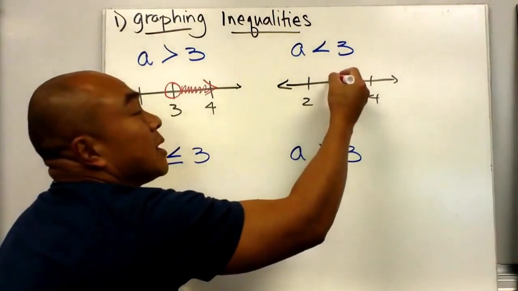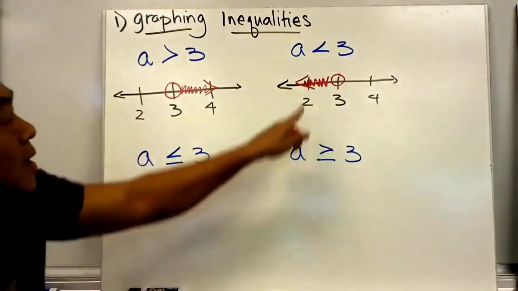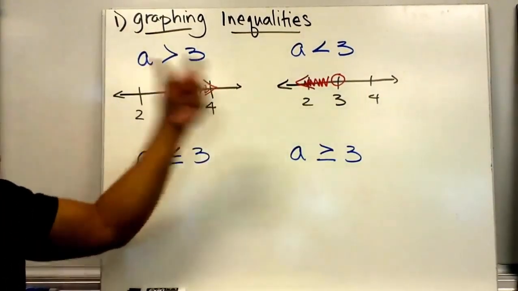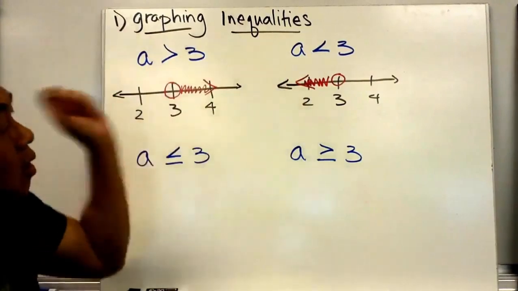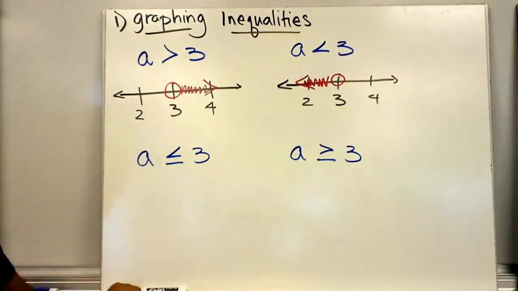So I'm just going to go ahead and shade in. And that arrow point lets me know that I'm taking all of the answers past this to negative infinity, all the way that are less than 3. So none of these, nothing past 3.